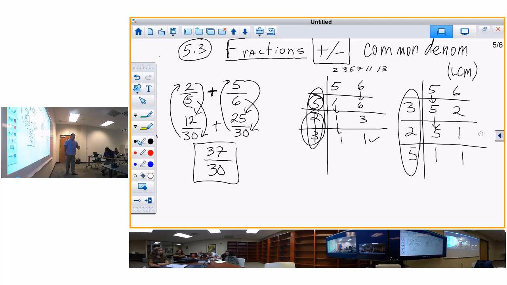Now, this is not the only problem we're going to do. By the time we get through with 5.3, you're going to be sick and tired of doing fractions, okay? Because I can tell you right now that close to 40% of your unit one test is going to be fractions. Yeah. Okay?